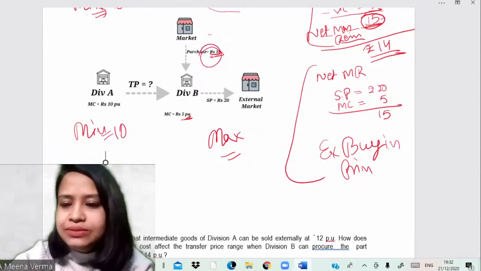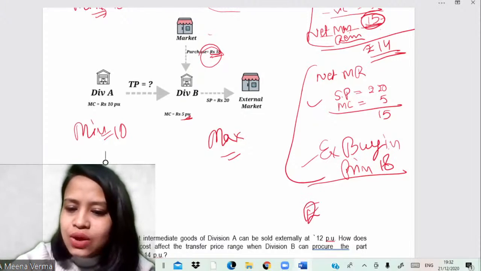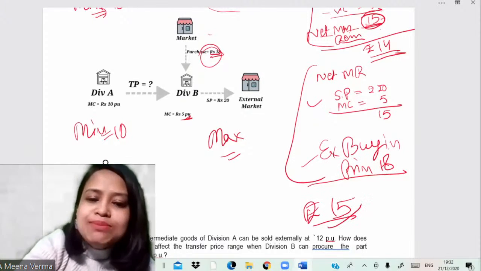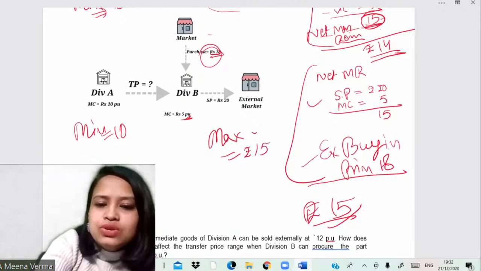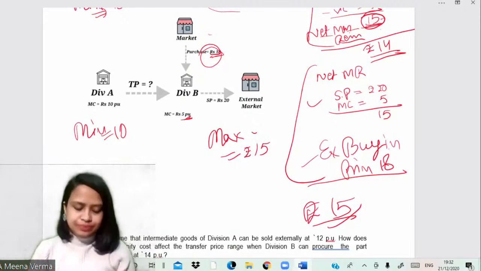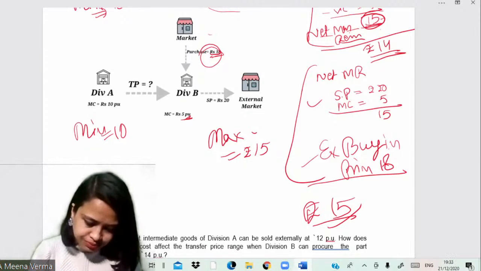Rupees 18. So you will consider the minimum of these two values, which is rupees 15. So the maximum transfer price in this case will be rupees 15. So simple, is it? I hope it is clear to all of you.